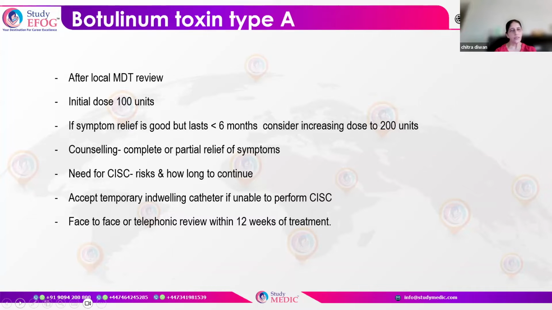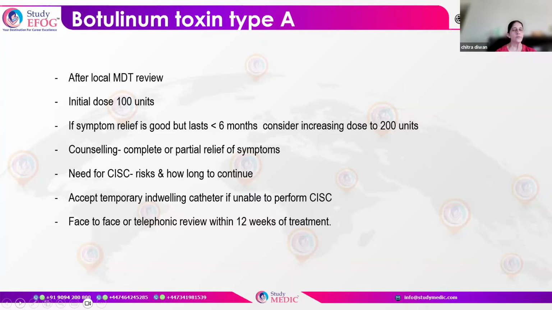The initial dose that is to be used is 100 units. Before offering botulinum toxin, you have to counsel the woman that symptom relief is good, but sometimes it can last for less than 6 months. And if that happens, then you will have to increase the dose to 200 units. The relief of symptoms could either be complete. For some women, it could be partial relief of symptoms.